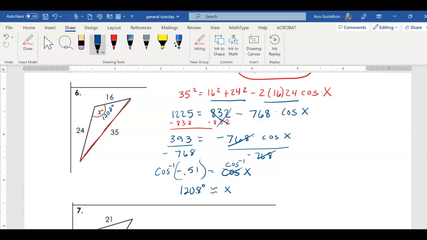So again, this will show up on your ACT. You'll relearn it again in Algebra 2. So what I want you to do is turn in your packet to homework 8, and I'd like you to complete numbers 1 through 3, turn the page, and then do 5, 6, and 7. This concludes my video on law of cosines.